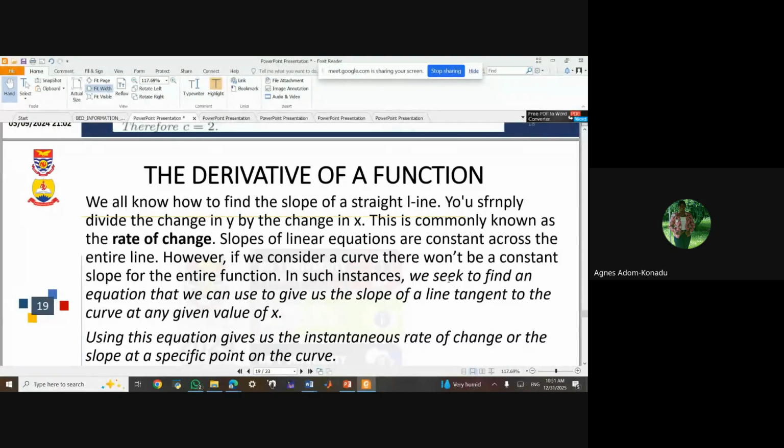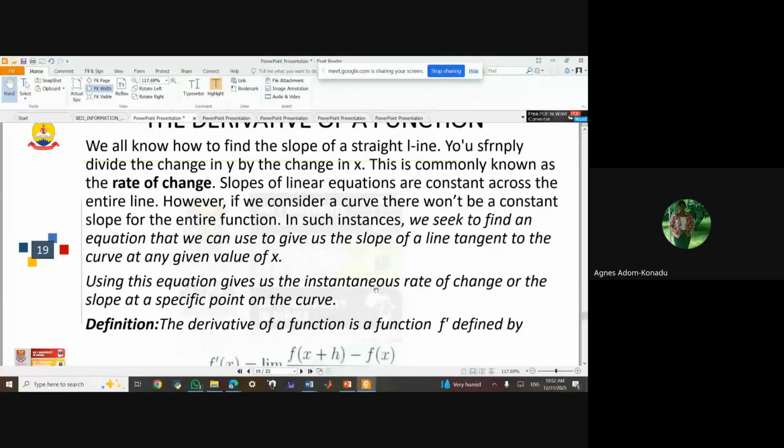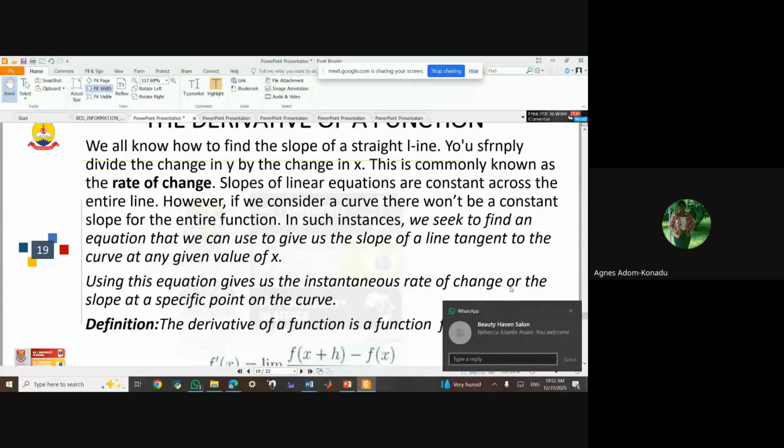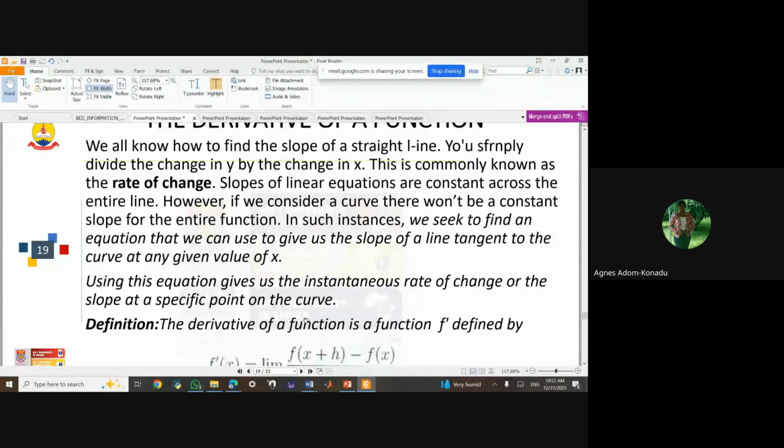In such instances, we seek to find an equation that we can use to give us the slope of a line tangent to the curve at any given value of x. Using this equation gives us the instantaneous rate of change, or the slope at a specific point on the curve. So we want to look at the definition. If it's a straight line, the slope will be the same throughout the entire graph. But if it's not a straight line but a curve, there may be changes.